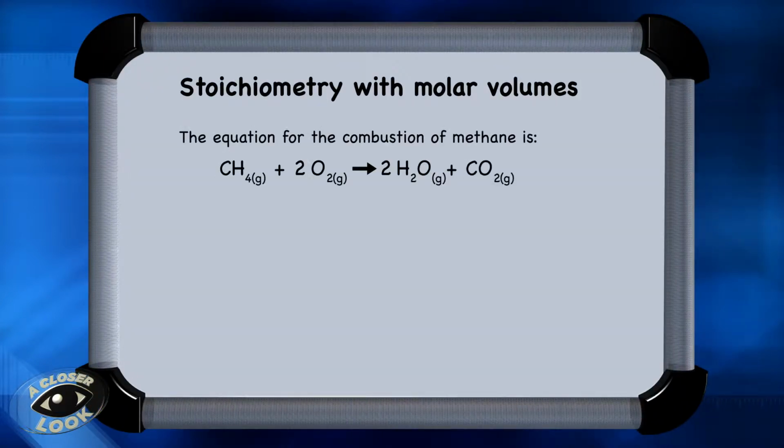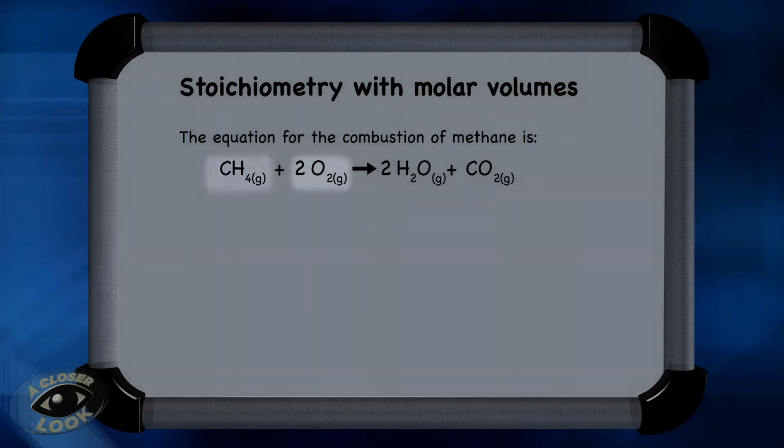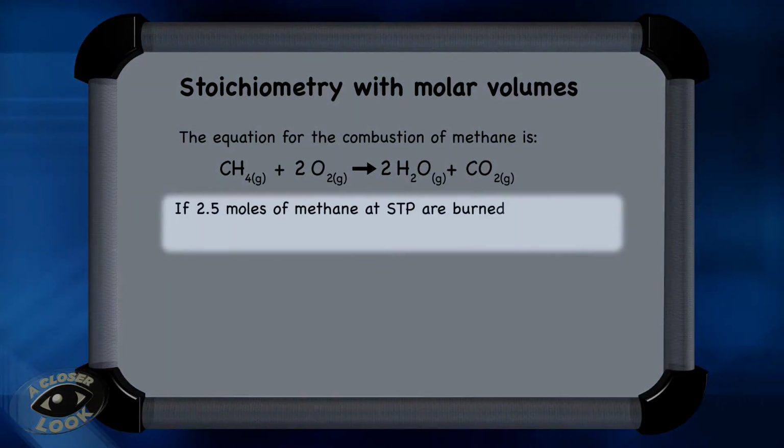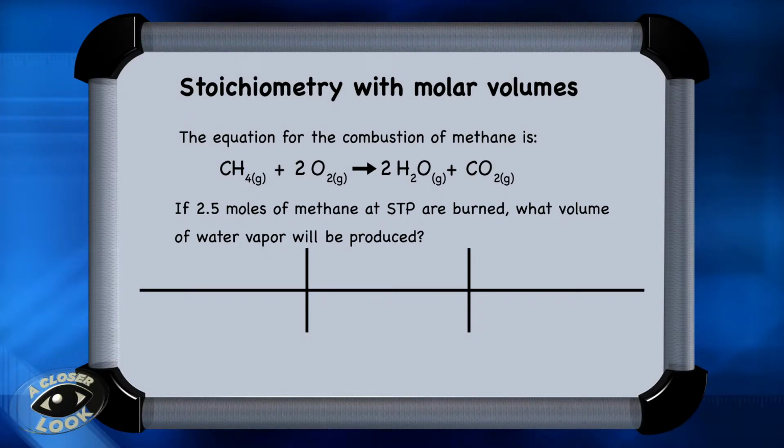Here's a practice problem using gas stoichiometry with molar volumes of gases. The equation for the combustion of methane is 1 mole of methane plus 2 moles of oxygen yields 2 moles of water plus 1 mole of carbon dioxide. Now, if 2.5 moles of methane at standard temperature and pressure are burned, what volume of water vapor will be produced? So if you remember using a conversion chart for other problems, you'll use it here too.